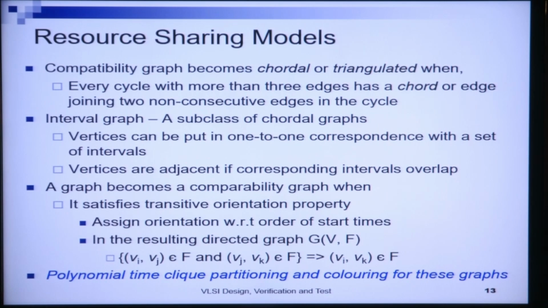So, first we understand what are chordal or triangulated graphs. If we say it in terms of a compatibility graph, it becomes a chordal or triangulated graph when every cycle with more than 3 edges in the graph has a chord, or edge joining 2 non-consecutive vertices in the cycle. So, I am given a compatibility graph and I want to find out, is this compatibility graph a chordal graph? How do I find out? If I see that each cycle of more than 3 edges in my compatibility graph has a chord joining non-consecutive vertices in the cycle, then I can say that my compatibility graph is a chordal graph.